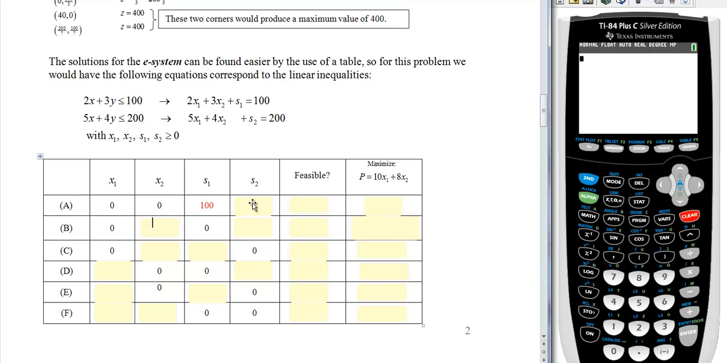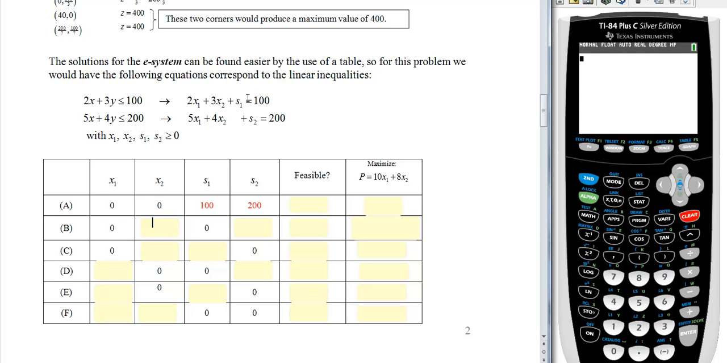So for the next part, S sub 2, remember X sub 1 and X sub 2 are 0. So if those are 0, my S sub 2 would be 200. So far, so good. Don't worry about this yet. I'll be back to that. So now when X sub 1 and S sub 1 are 0, now it gets a little bit more difficult, but not too bad.